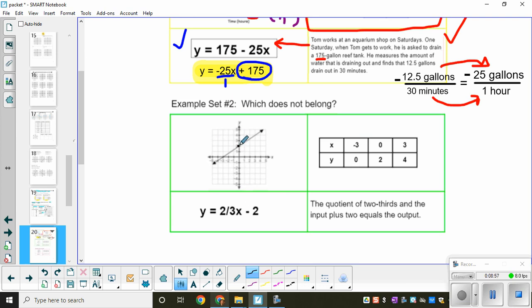We can get the slope here. If I find another point on the line, it's right here. So I'm going to go up 2 over 3. So my slope of this line is 2/3.